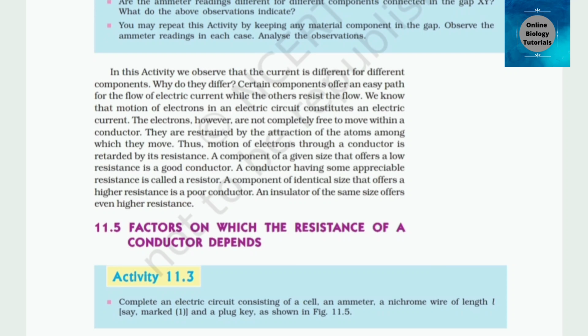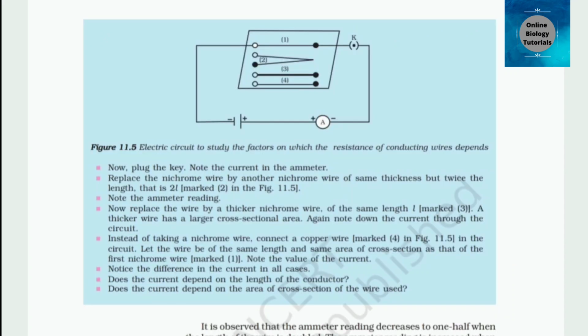11.5 Factors on which the resistance of a conductor depends. Activity 11.3. Complete an electric circuit consisting of a cell, an ammeter, a nichrome wire of length L, say marked 1, and a plug key, as shown in figure 11.5. Now plug the key. Note the current in the ammeter. Replace the nichrome wire by another nichrome wire of the same thickness but twice the length, that is 2L, marked 2 in figure 11.5. Note the ammeter reading.